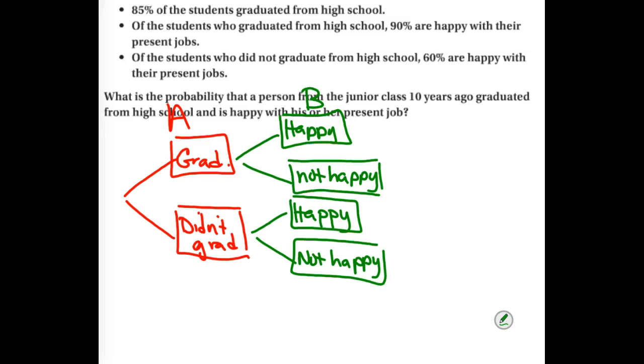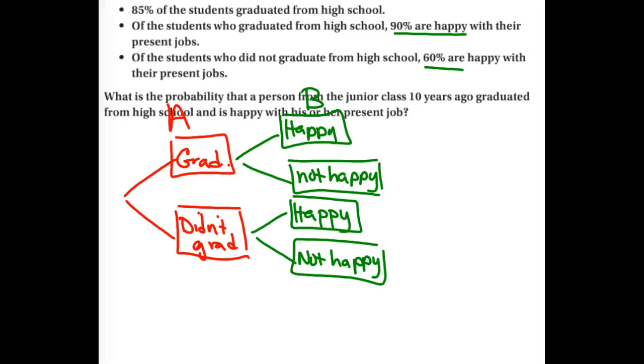Are these dependent events? Is being happy with your job dependent on whether you graduated or not? If it's not, we should have the same probability regardless of whether we graduated or not. Do we have the same probabilities of being happy? Yeah. Do we? 90% are happy, the ones who graduated, only 60% if they didn't graduate. Does that make sense? So there's something about graduating or not graduating that is affecting what kind of position, what kind of future job they're getting, and if they like it or not. Does that make sense? Okay.